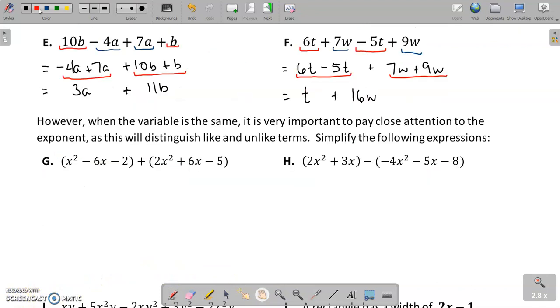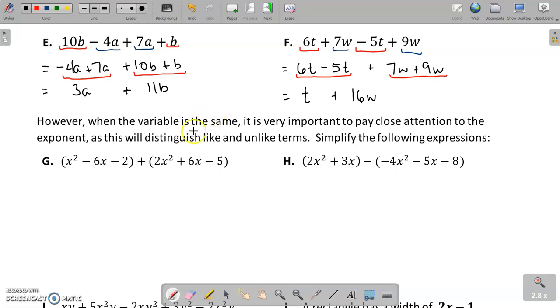So now with this example, all the variables are the same. So here we have all x's, and in this question we have all x's, but the exponent is different. So therefore, the ones with a different exponent are not like terms with something with another exponent.